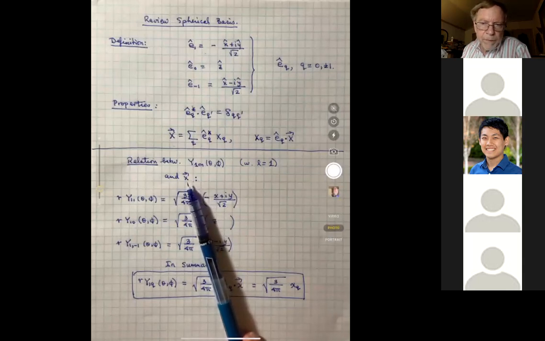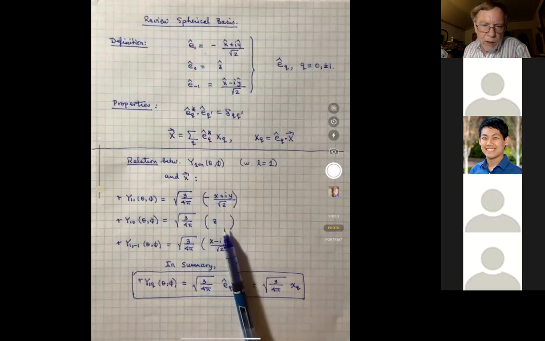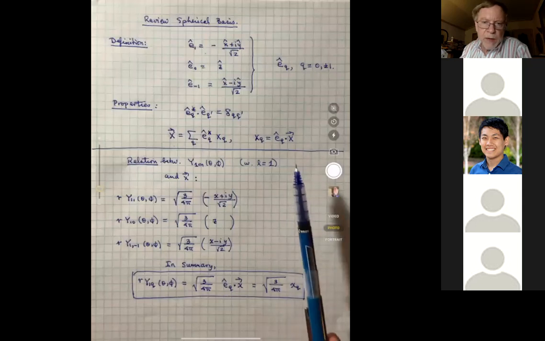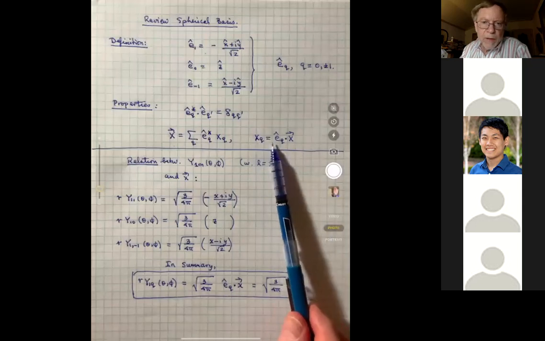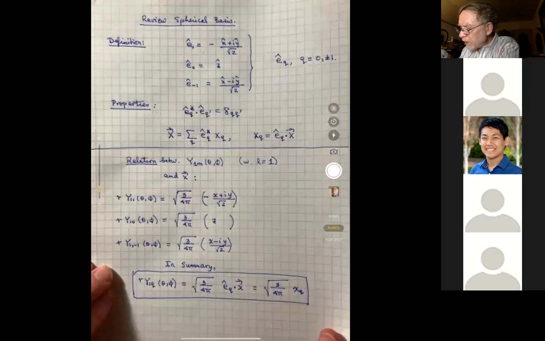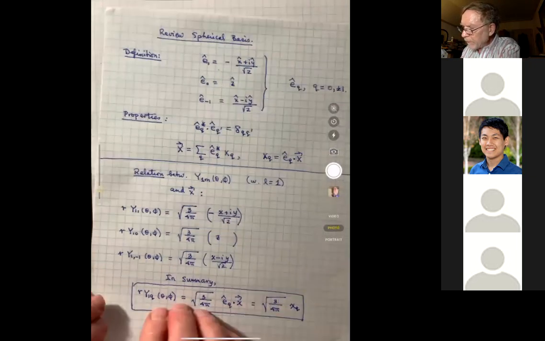Yeah, question? Yeah, dotted into x. That's what these things are. So in summary, you can write it like this: the radius r times Y_1q is root 3 over 4 pi times the dot product E_q dotted into x, which is otherwise what I'll call x sub q, following this same notation here for expanding a vector as a linear combination of E_q star. So this is a useful result.